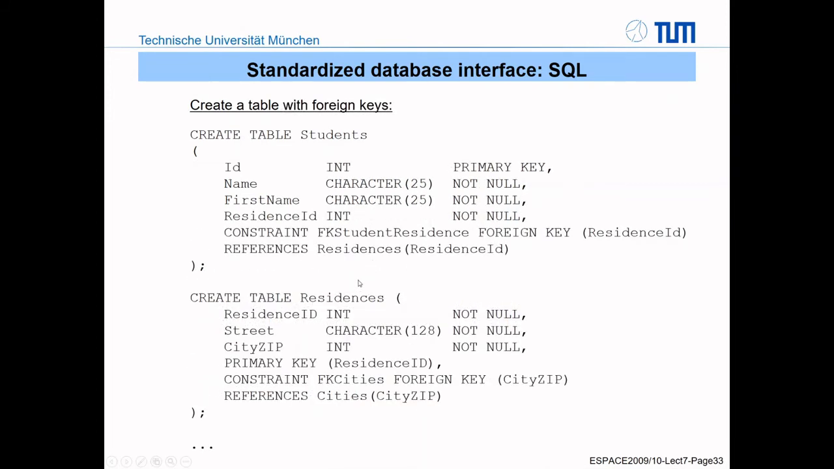So the next important thing is that you can create some constraints. So for example, that the students table has a connection with a foreign key to the residence table. So then you write constraint student residence with a foreign key residence ID. This is the connection point to the primary key in this table. Reference is residences, residence ID. So residence ID has a connection to residences residence ID.